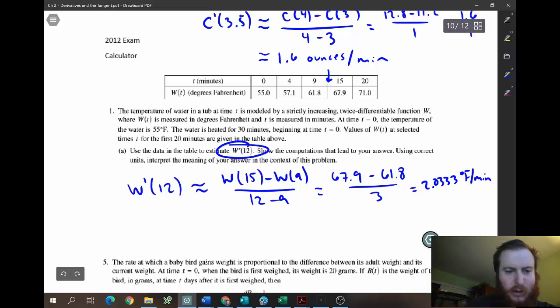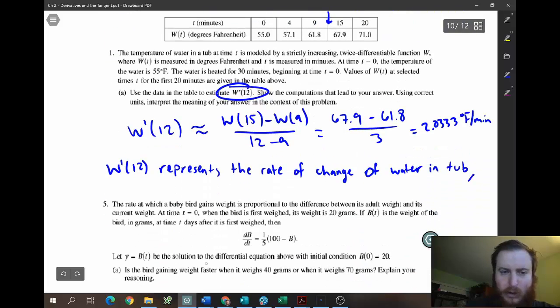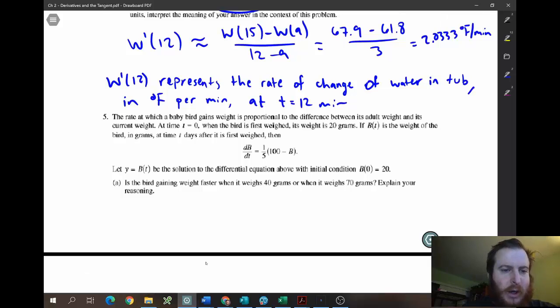So using correct units, we will say W prime of 12 represents the rate of change of the water in the tub in degrees Fahrenheit per minute at time equals 12 minutes. So derivatives are always the rate of change of, right? Integrals were the change in the amount.